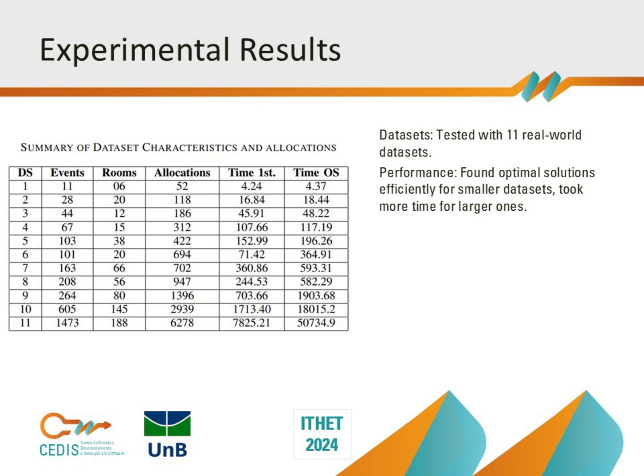For example, dataset 11, which involved 1,473 events and 188 rooms, took significantly longer, over 7,825 seconds to compute the first solution. This shows that while CP-SAT is capable of scaling to larger datasets, the computational time becomes a challenge as the problem size increases. Despite this, the solver consistently provided higher quality solutions that respect both hard and soft constraints.